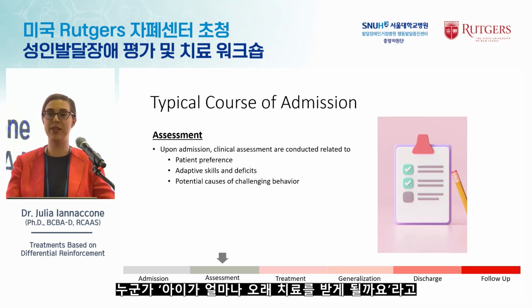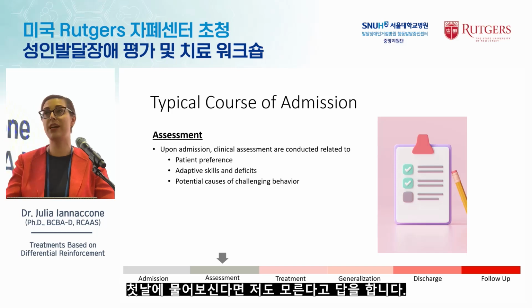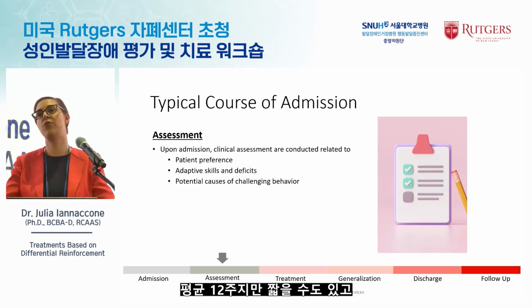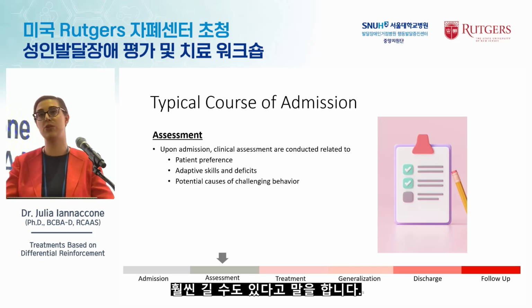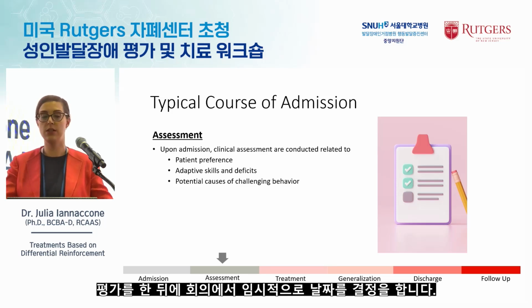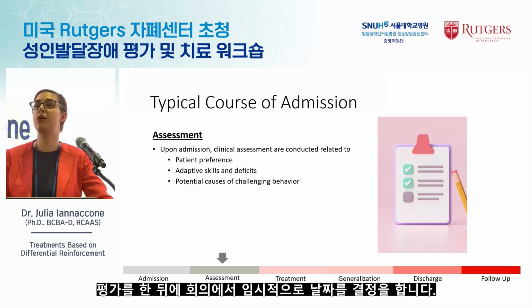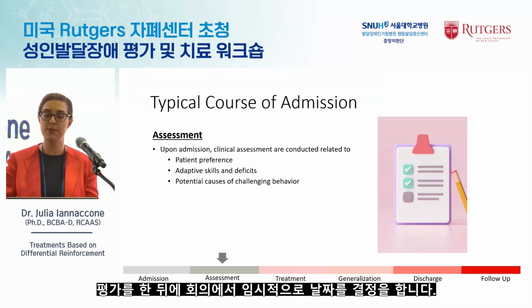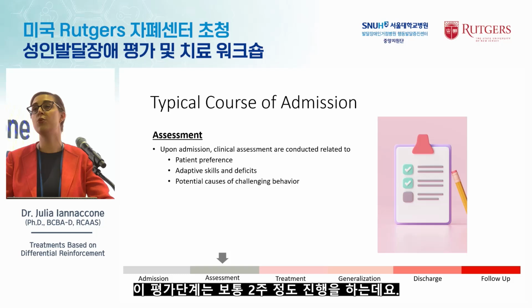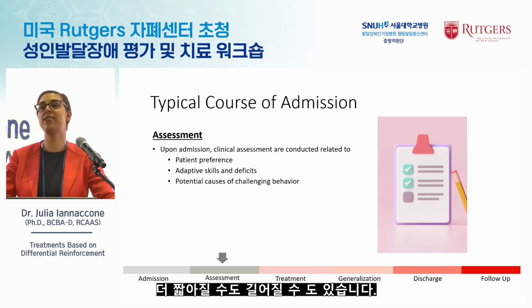So if somebody were to ask me, how long is my child going to be there on the first day of the admission, I would say I'm not sure. The average is 12 weeks, but it could be less and it could be much longer. I'll know more when we're done with the assessment phase, and we talk about that at that steering meeting. So the assessment phase usually lasts about 2 weeks. Could be shorter, could be longer. And it depends on the results that we find.